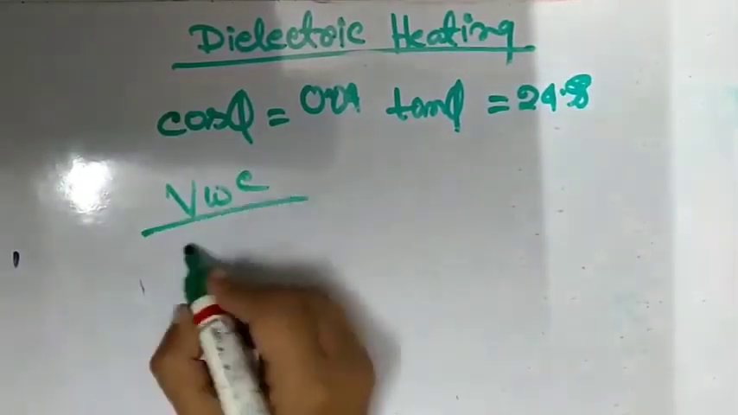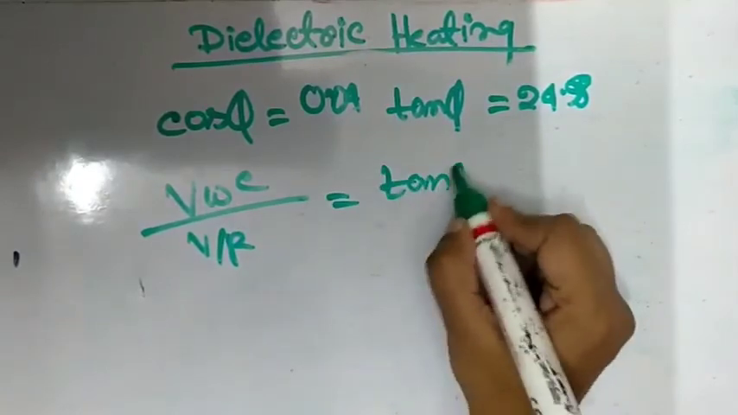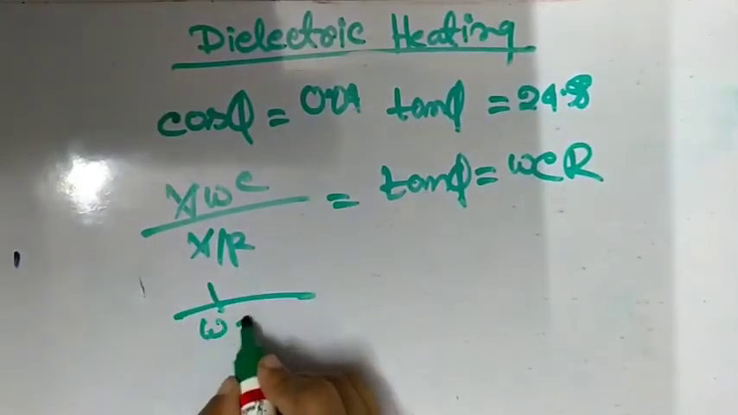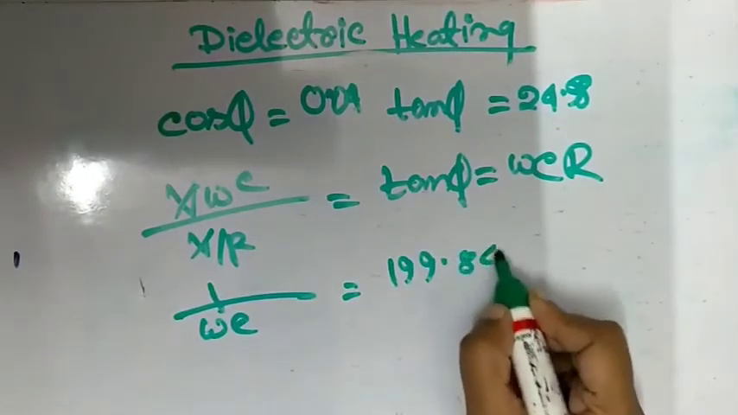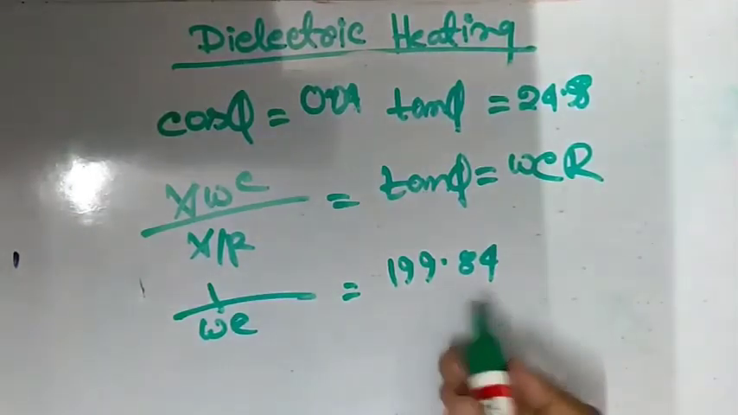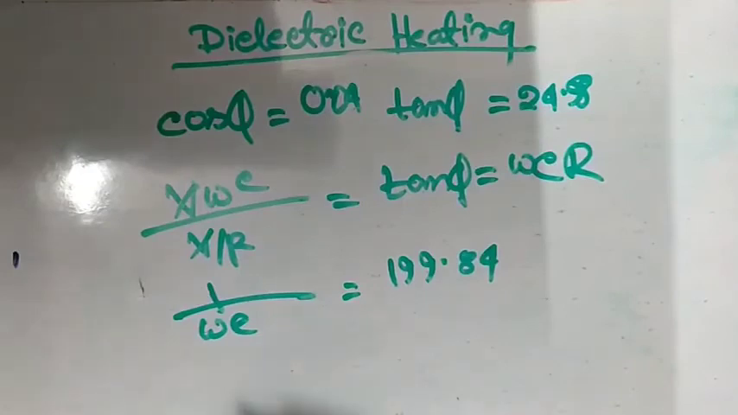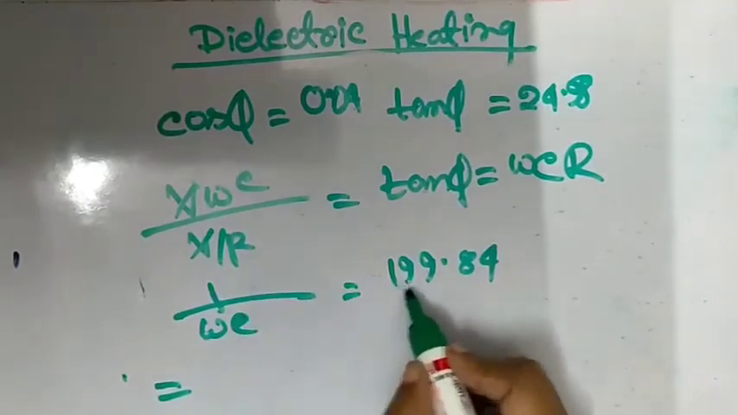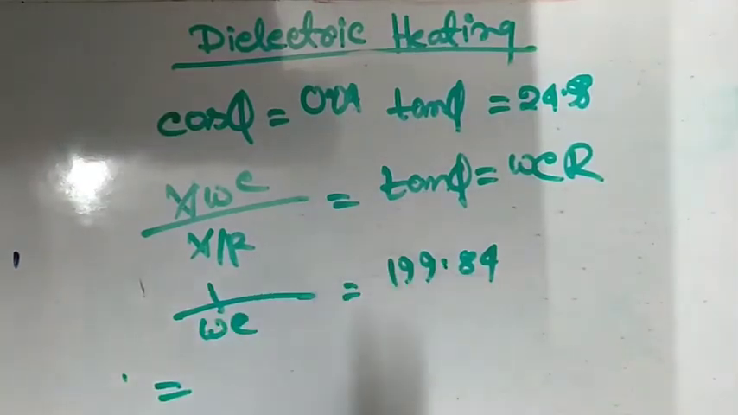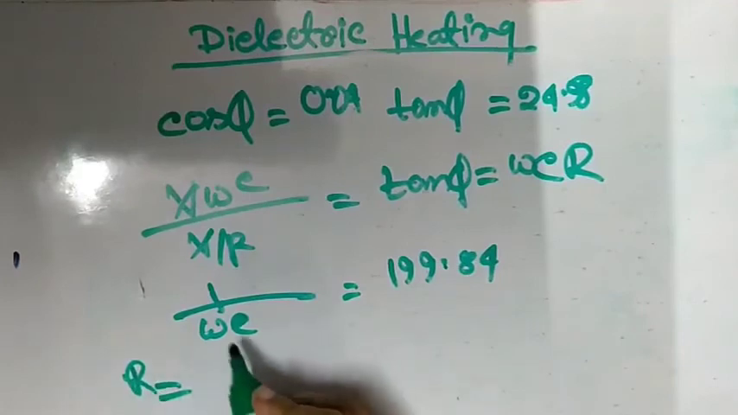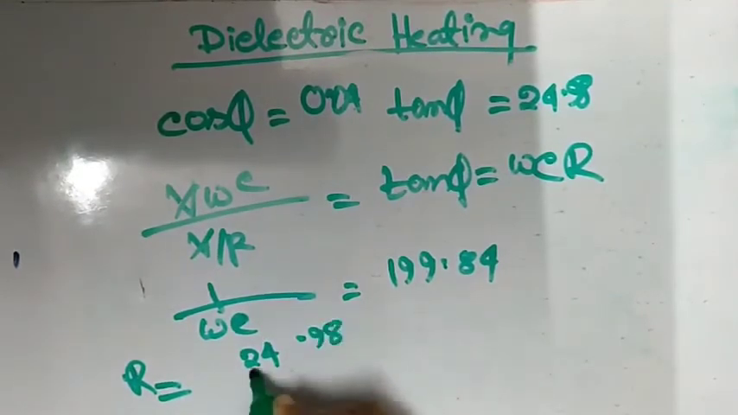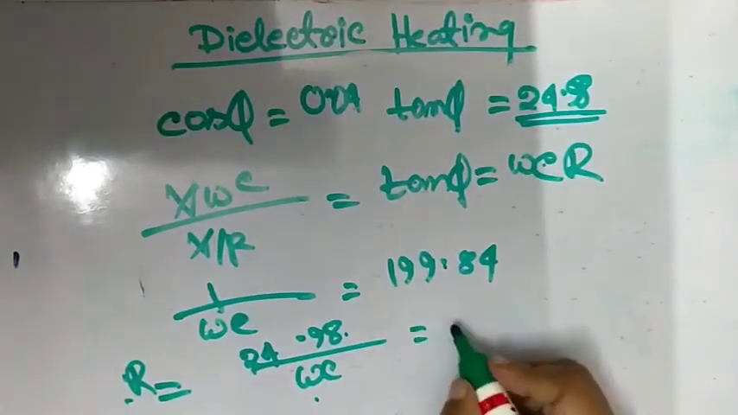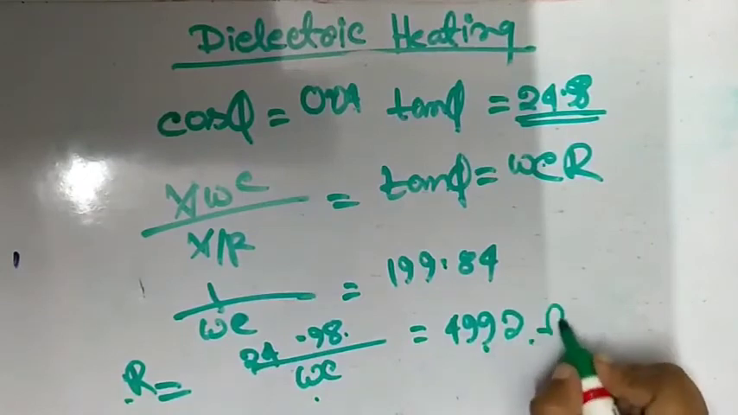Now, V omega C by V by R, we all know this is equal to tan phi, which is equal to omega C R. Now, 1 by omega C is equal to 199.84 because capacitive reactance is calculated 199.84. This is the capacitive reactance. We have just calculated it. So, the value of R is equal to 24.98 by omega C, because tan phi is 24.98. So, 24.98 by omega C is equal to R and the value of R is 4992 ohm.